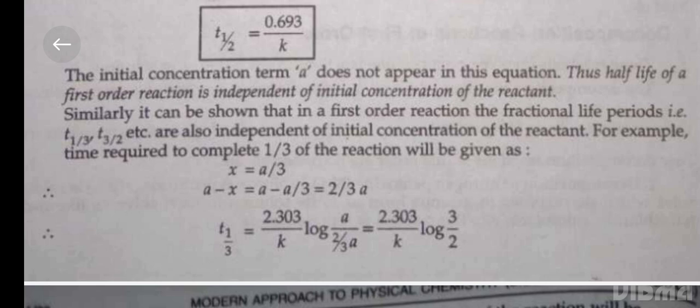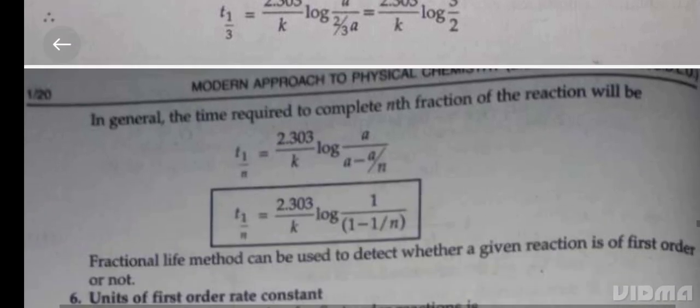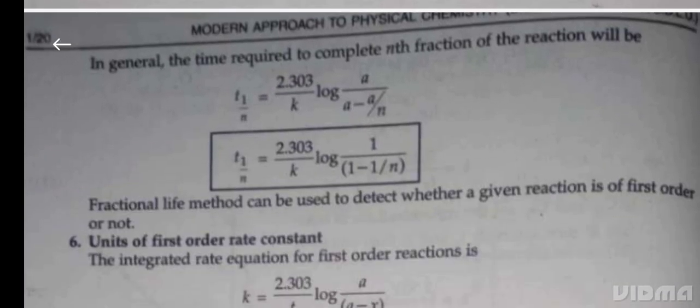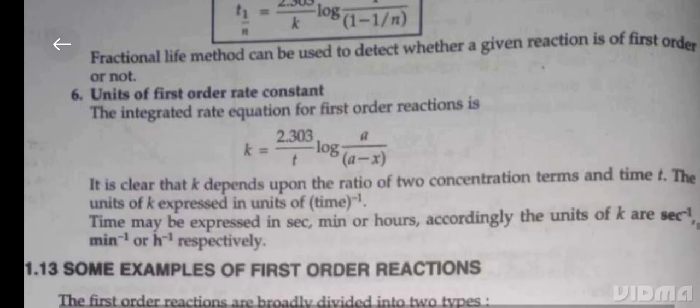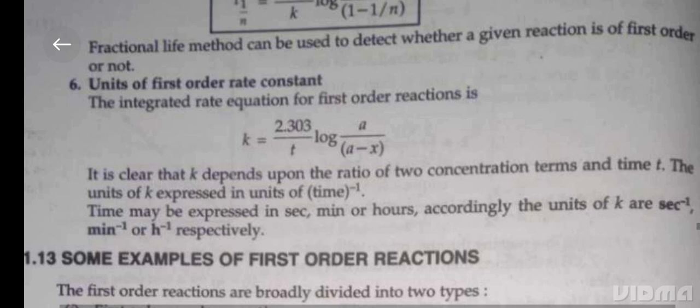Similarly, it can be shown that in a first order reaction, the fractional life periods t1 by 3 and t3 by 4 are also independent of initial concentration of the reactant. For example, time required to complete 1 by 3 of the reaction will be given as follows. In general, the time required to complete nth fraction of the reaction will be t1 by n is equal to 2.303 upon k log of 1 upon 1 minus 1 by n. Fractional life method can be used to detect whether a given reaction is of first order or not.